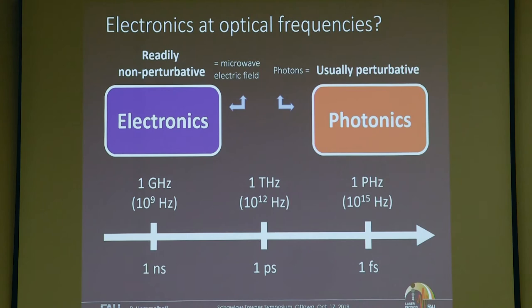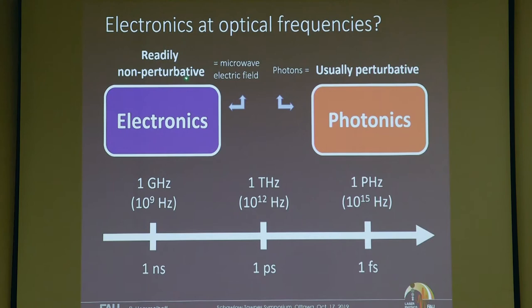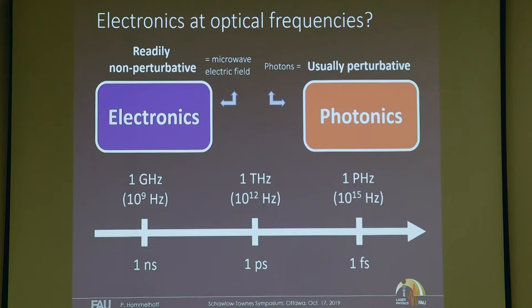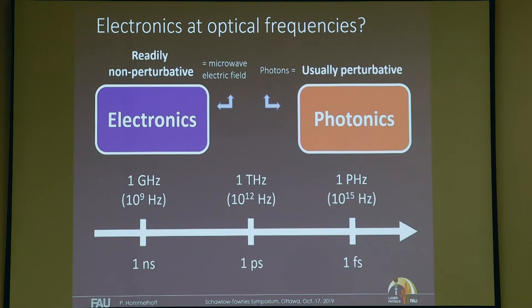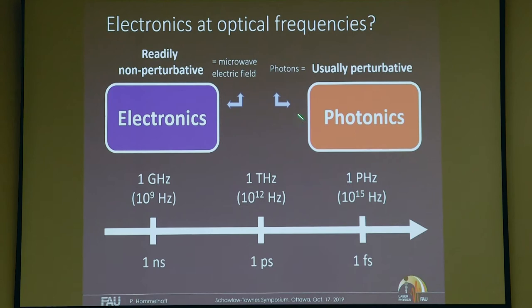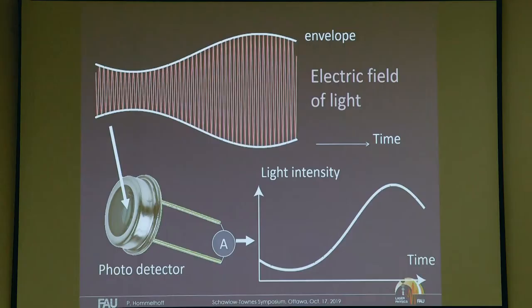Technically, you can say, well, electronics is readily non-perturbative. What does that mean? Well, it's really the electric field that grabs an electron and shifts it somewhere. Whereas in photonics, we usually think of the light field in terms of photons, so just little particles of energy, if you will. But can we do the same? Can we take basically the same picture here? Can we use the optical field to also move electrons back and forth, to really do similar things that we do in electronics, only now at much, much higher frequencies? And this is a quest that can probably be answered with something that has been pioneered here. I'll show you in a second.